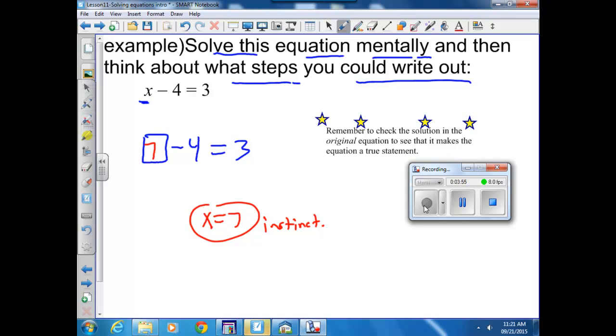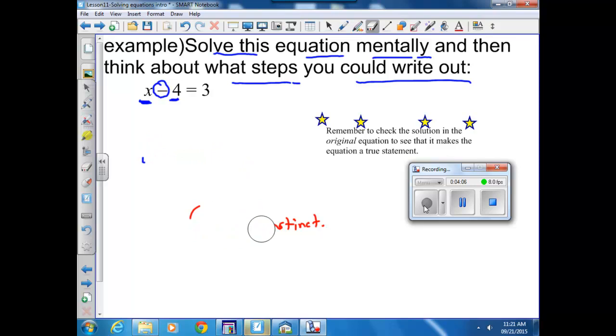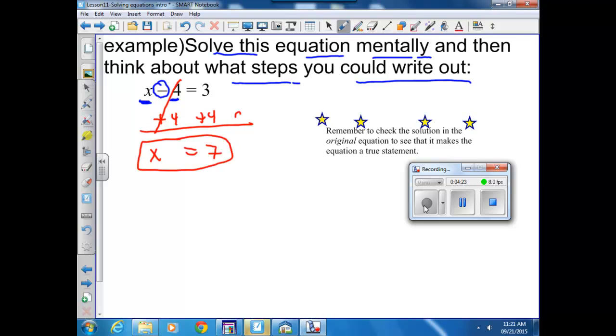Okay? So let me ask you this. It's all about connections. How is X connected with 4? By subtraction. But what's the opposite operation of subtraction? Addition. So to undo subtraction, you're going to add. But whatever you add to one side, you have to add to the other side of the equation. Then you will have X equals 3 plus 4, which is 7. So you've written out a step, and you've done what's called the addition property of equality. It says whatever you add to one side, you must add to the other side of the equation.